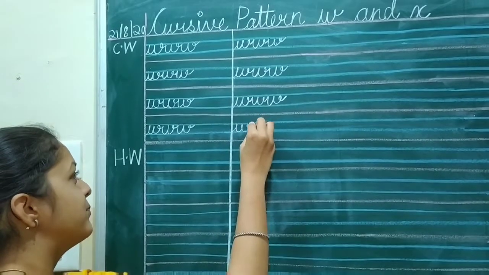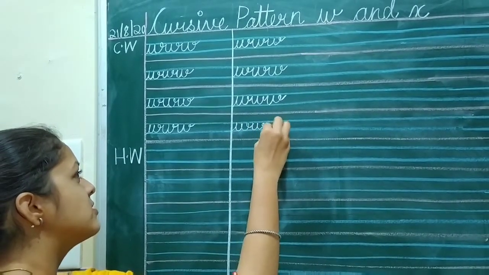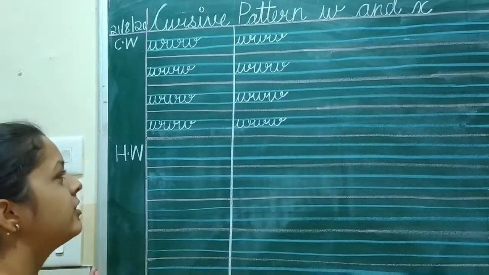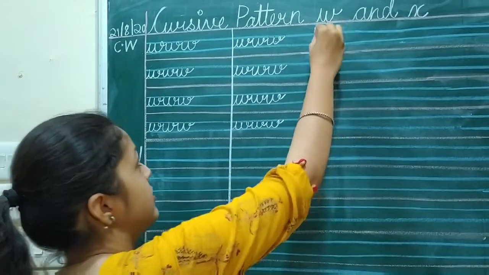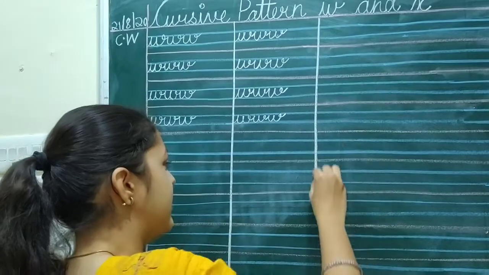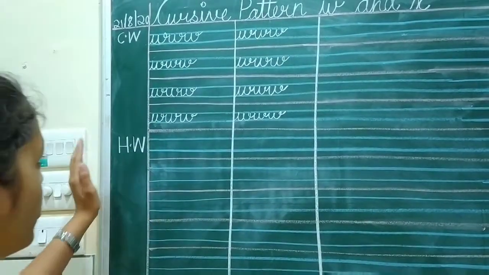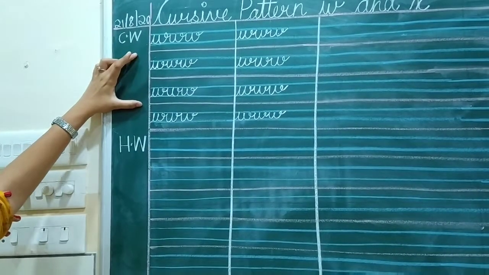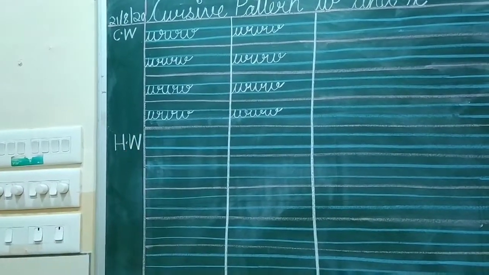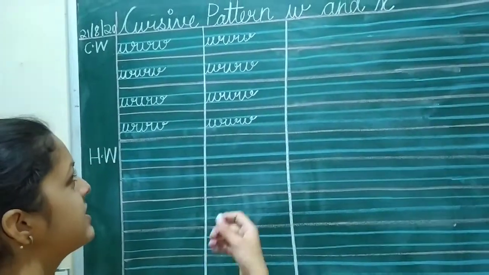W. W for water. Now draw a line again with the help of scale. You're going to write this three or four times, okay? And again homework down if you have space, others next page.